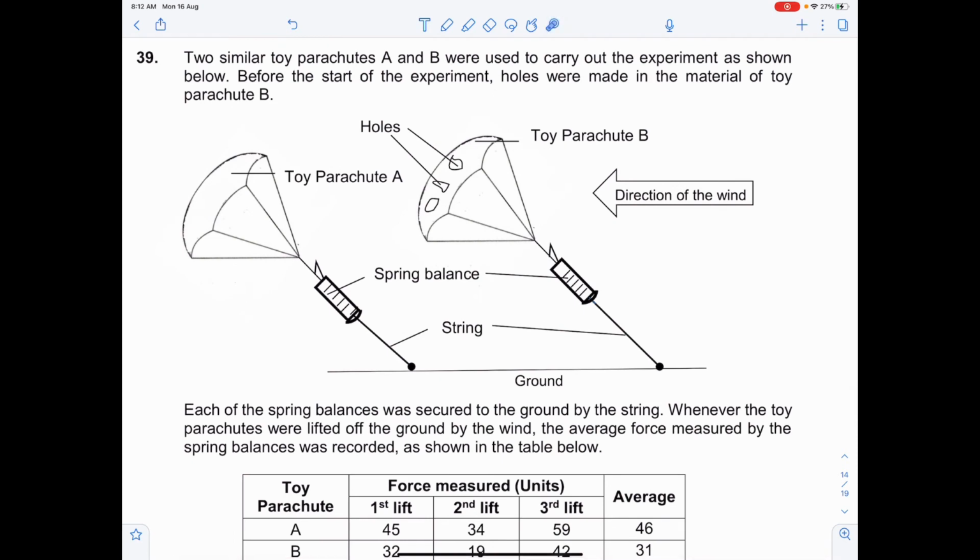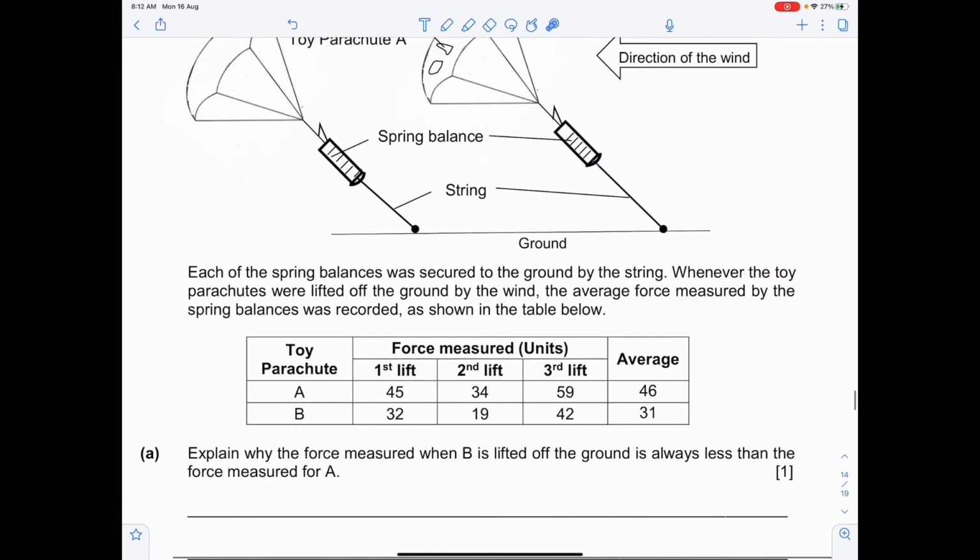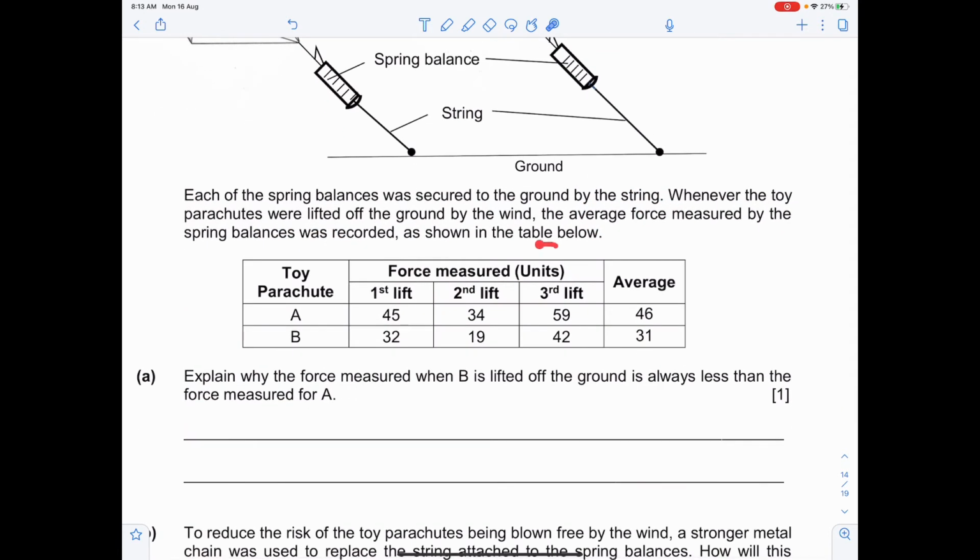Two similar toy parachutes A and B were used to carry out the experiment as shown below. Before the start of the experiment, holes were made in the material of toy parachute B. Each of the spring balancers was secured to the ground by a string. The string is here. Whenever the toy parachutes were lifted off the ground by the wind, the average force measured by the spring balancers was recorded, as shown in the table below. Explain why the force measured when B is lifted off the ground is always less than the force measured for A.